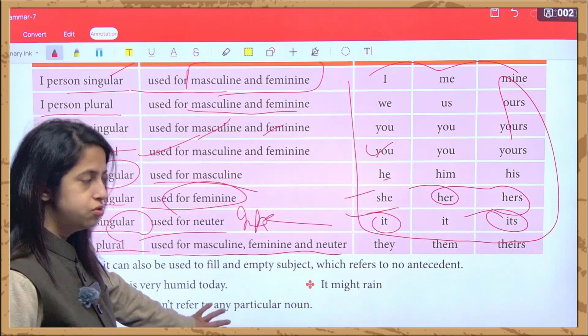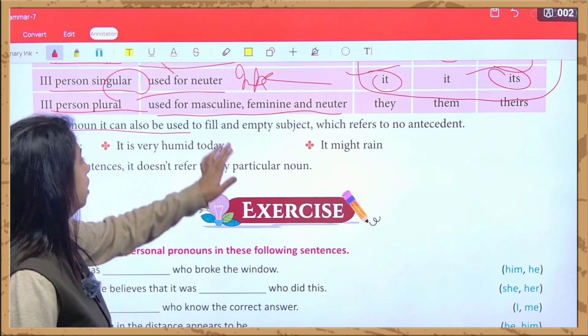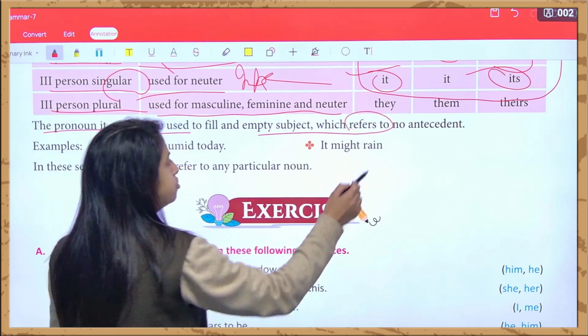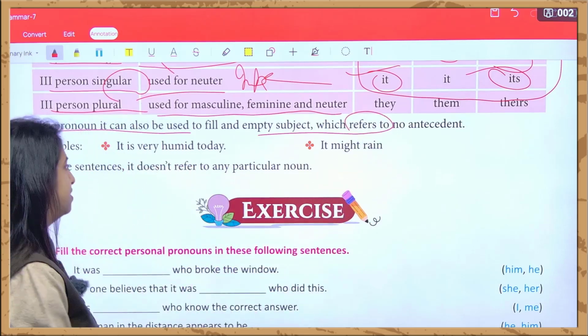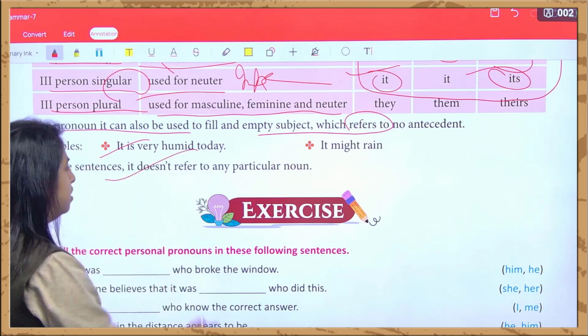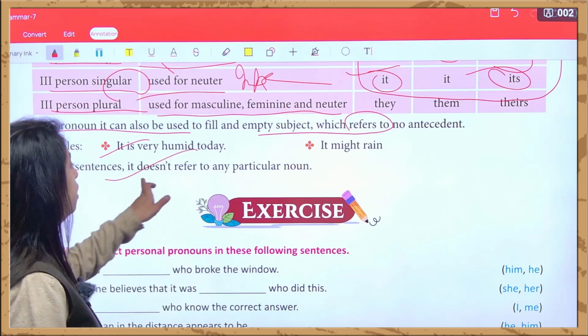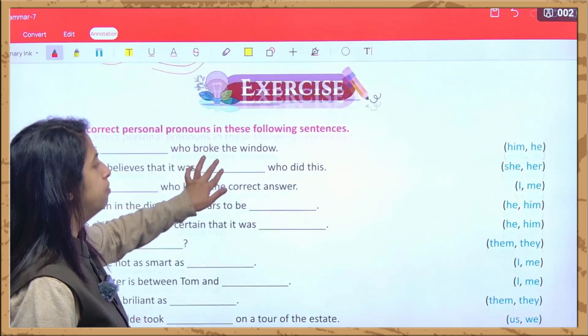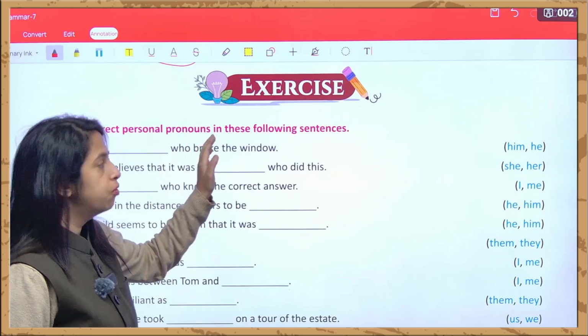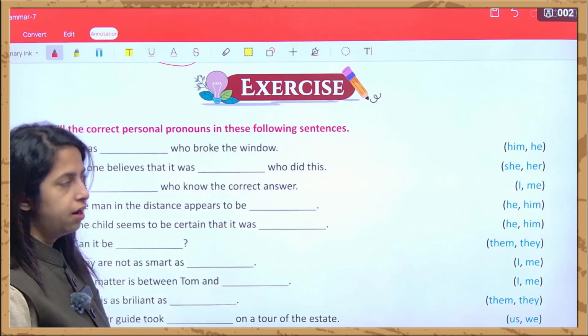he का him और his होता है. Next is the pronoun it can also be used to fill an empty subject which refers to no antecedent. जैसे कि it's very humid today, it might rain, and in these sentences it does not refer to any particular noun. And on behalf of this, you have to complete the sentences, like we have to fill the correct pronouns कि आपको कौन से correct pronoun भरने हैं, right?